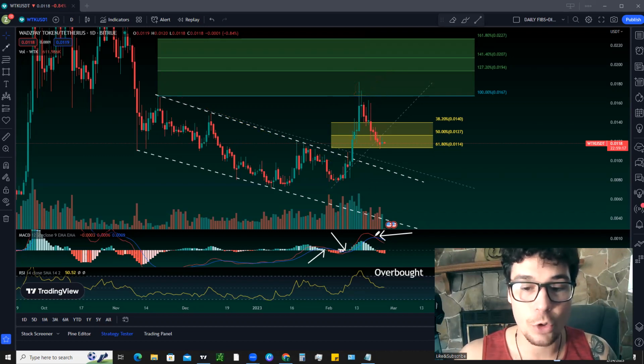Okay. And shortly afterwards, look what happened. We end up getting a MACD sell signal right around this point on the chart, and you can see we're coming down now and testing our major retracement level.